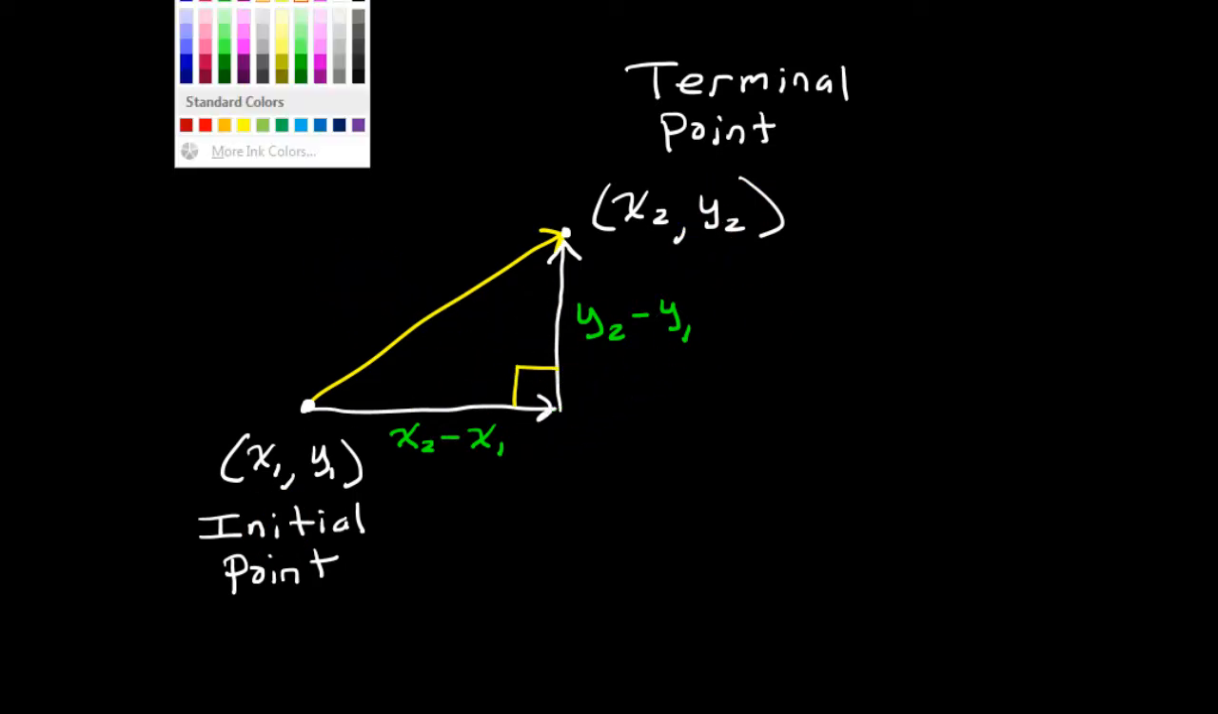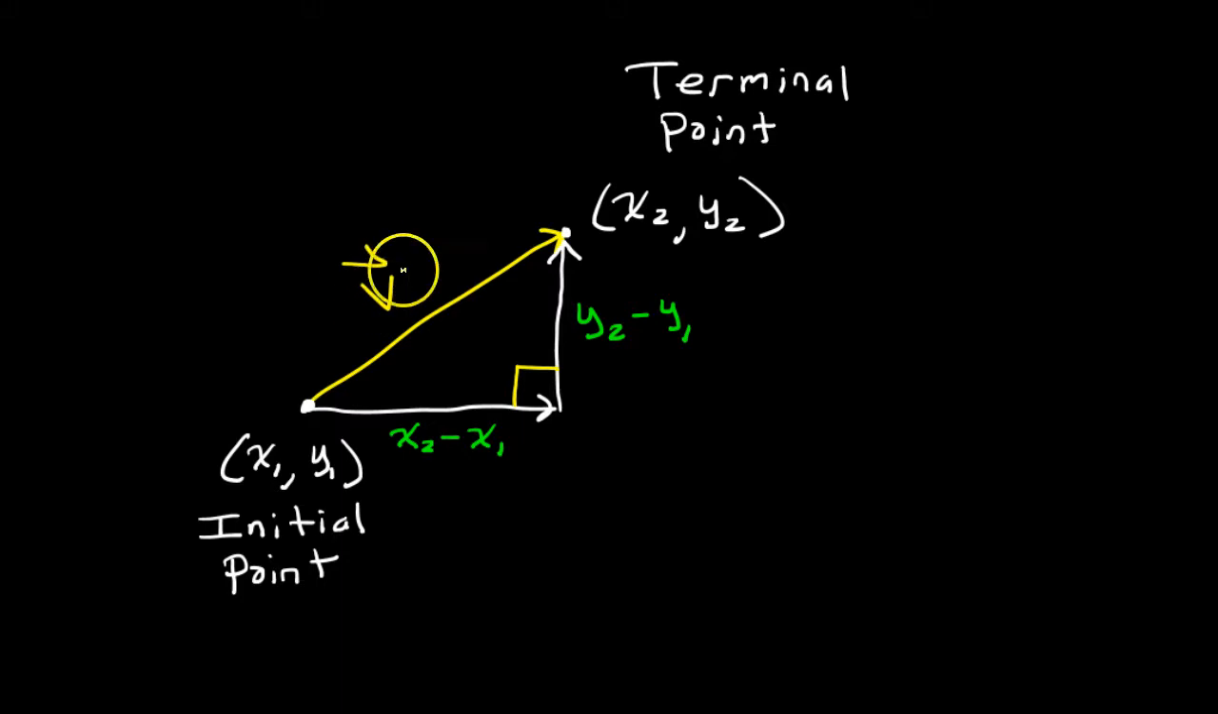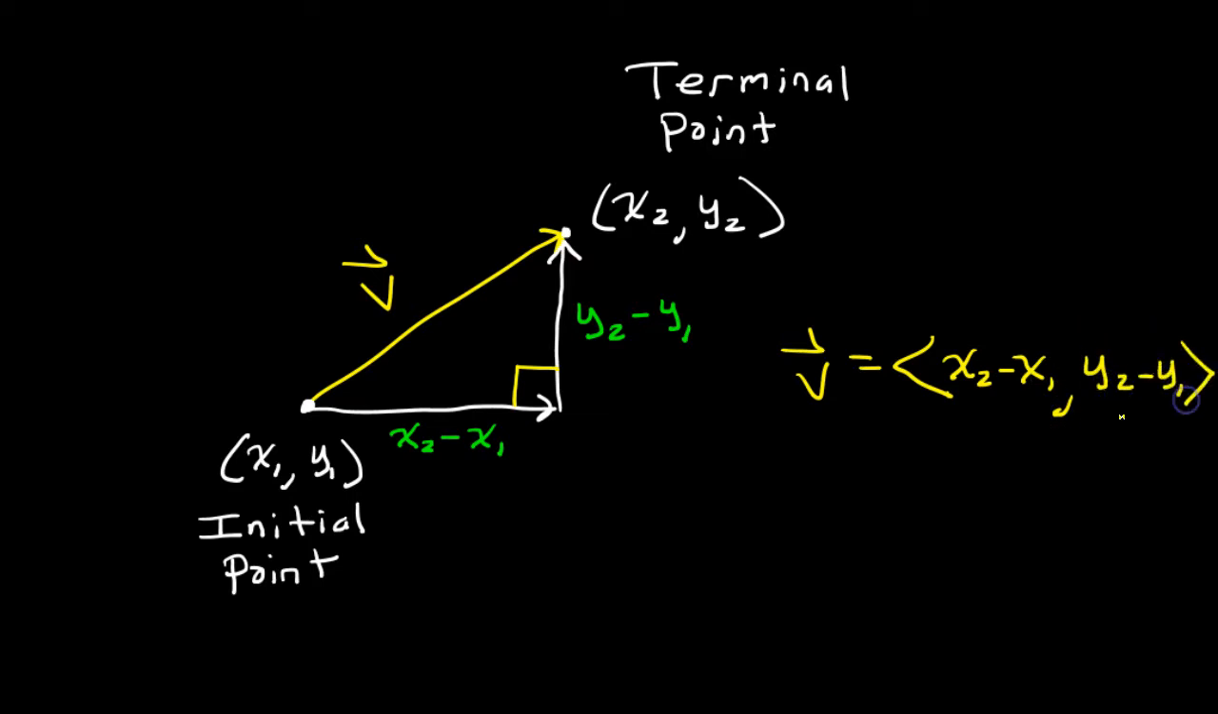So again, if we call this vector v, the component form of vector v would just be <x2 minus x1, y2 minus y1>. All right, it's just the horizontal part and the vertical part, but you could find those numbers by subtracting the x's and subtracting the y's. Now here the order matters. It has to be the terminal point minus the initial point.